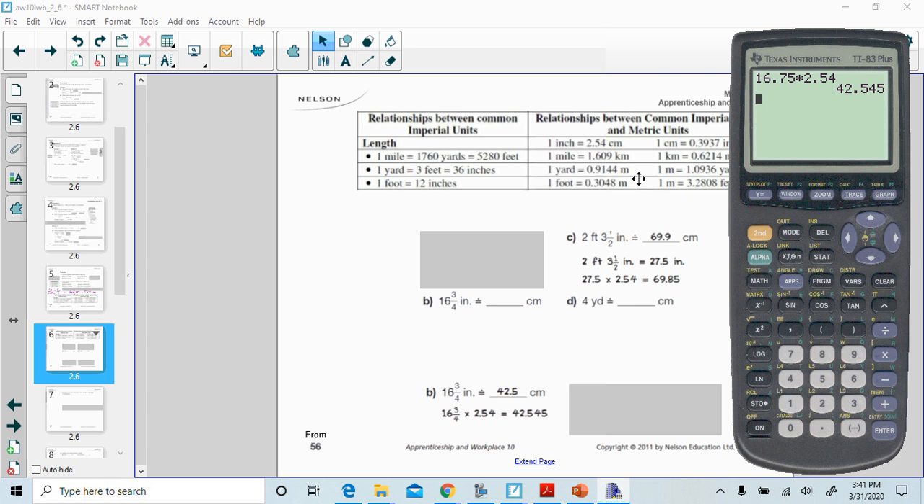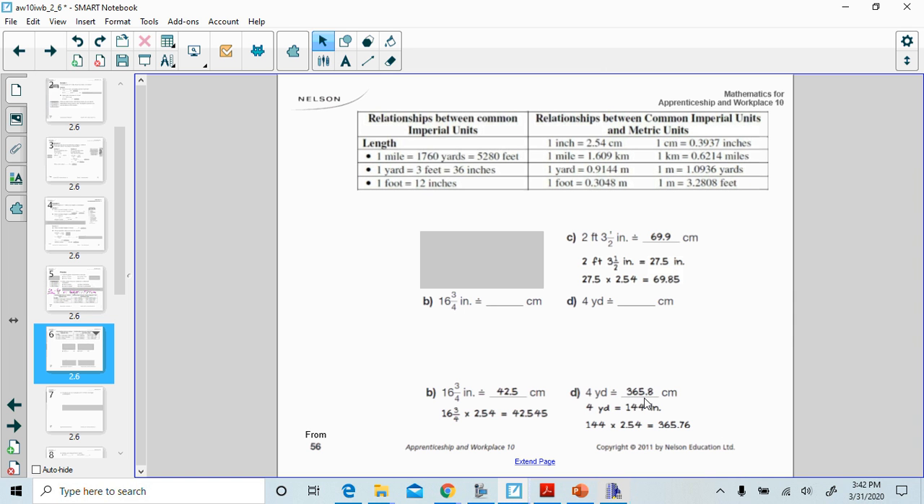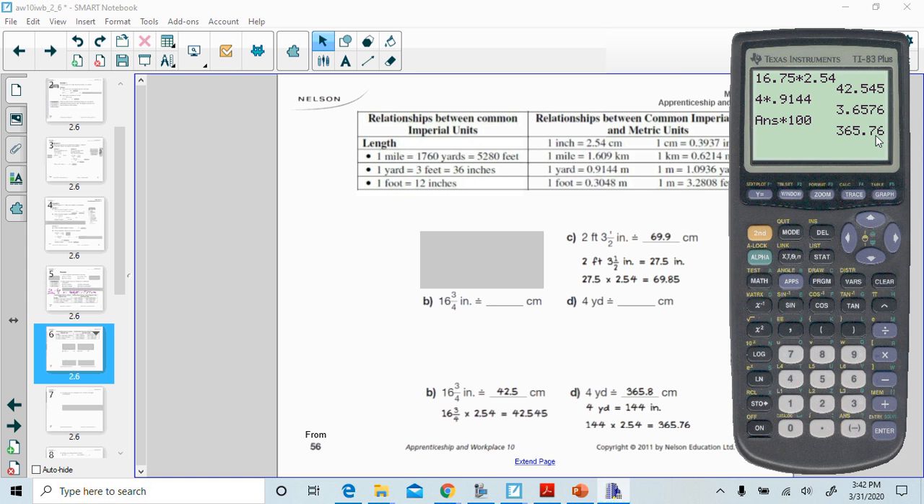Okay, so we have 4 yards, so 4 yards times 0.9144. So this number will be in meters, and we want to multiply this by 100 to go from meters to centimeters. So times by 100. When we get that number rounded to the nearest tenth, we get 365.8. Okay, so the 6 does round the 7 up.